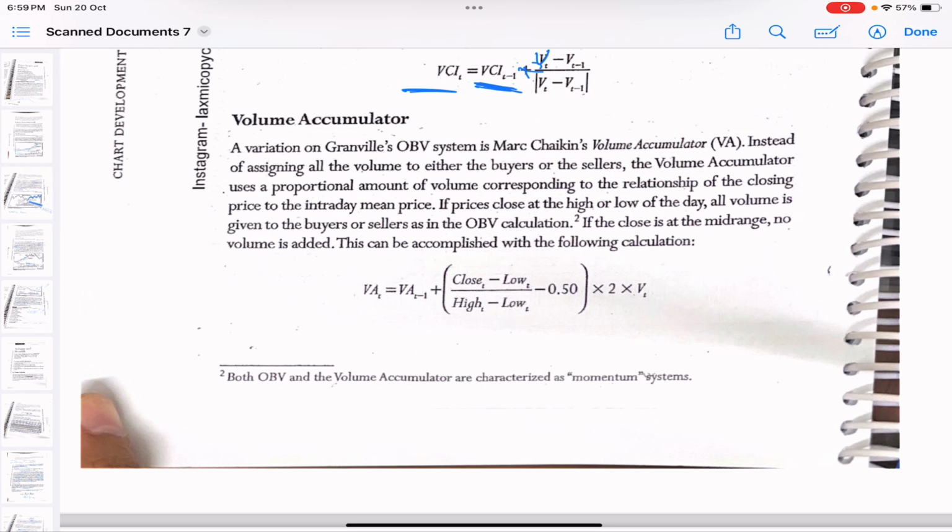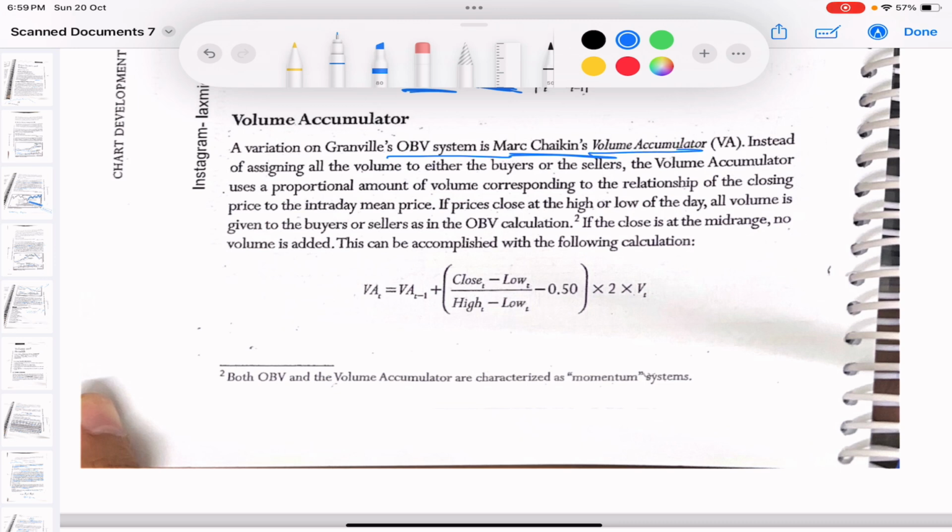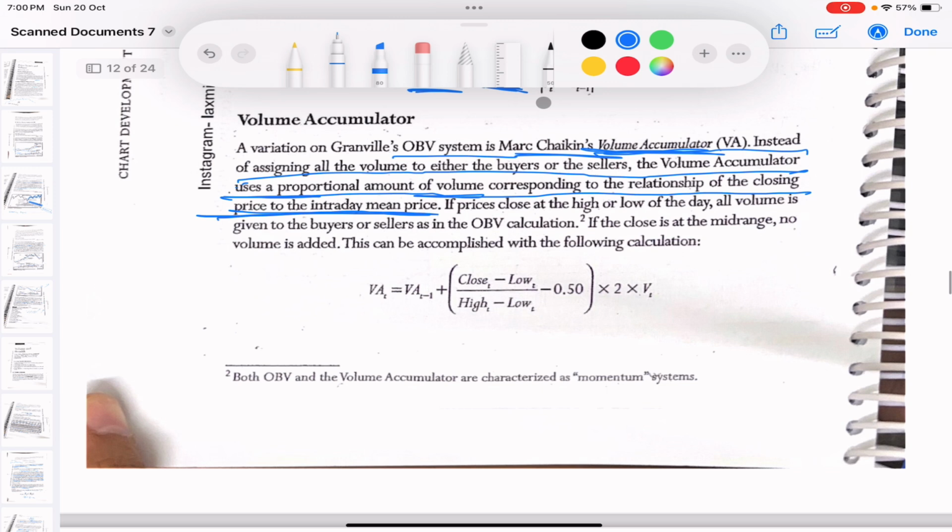A variation of Granville's OBV system is Mark Chaikin's volume accumulator. Instead of assigning all volume to either buyers or sellers, the volume accumulator uses a proportional volume corresponding to the relationship of the closing price to the intraday mean price. So the intraday mean is also taken into account and the closing price is taken into account, because they don't want to just say that one particular thing. They don't want to say that the entire volume only depicts the buyers or the entire volume only depicts the sellers. They want to take into account both the volumes which belong to buying as well as the volumes which belong to selling.